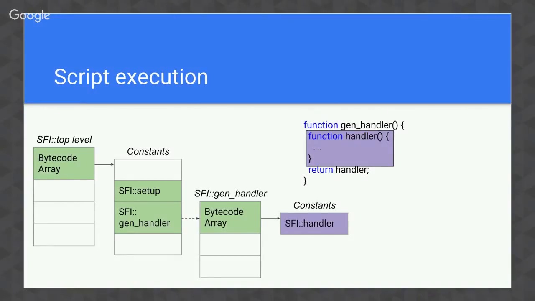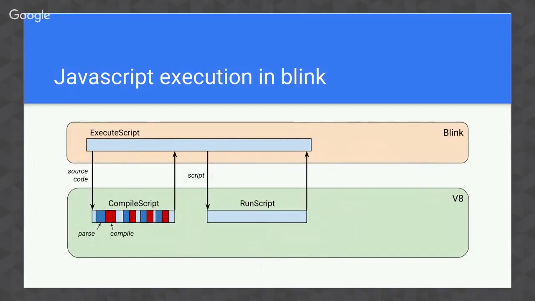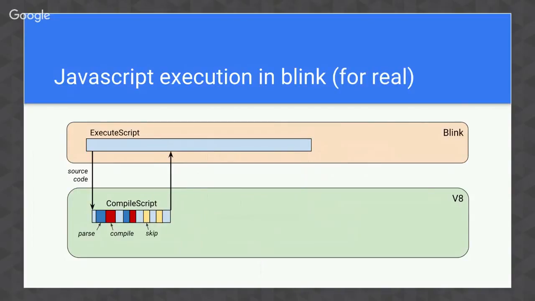And you end up with this tree of functions on the V8 heap, some of which are lazily compiled, some of which are eagerly compiled, and some of which are needed during execution, others aren't necessarily immediately needed. So what I told you about JavaScript execution in Blink, yes, you parse and compile the top-level script, but some of the other functions you might skip.